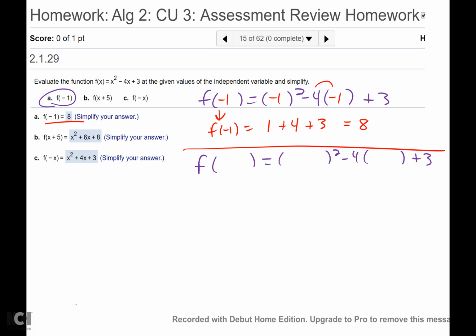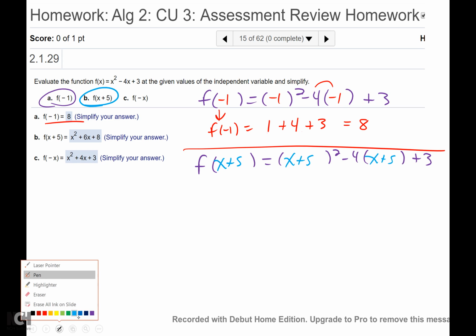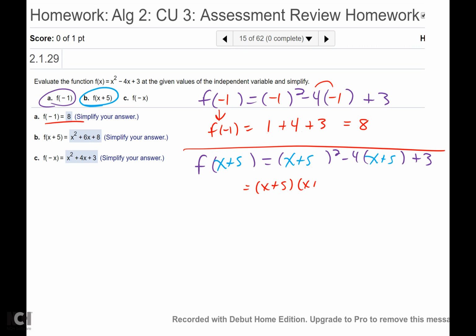But this time they want me to plug in x plus 5. Everywhere there was an x, I change it to x plus 5. Okay, and when we simplify now, to square a binomial without killing puppies, we're going to have to make 2 copies. So this is going to be x plus 5 times x plus 5. I can go ahead and distribute there. That's going to be negative 4x minus 20 plus 3.